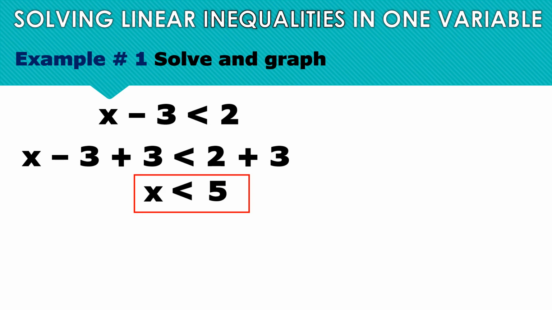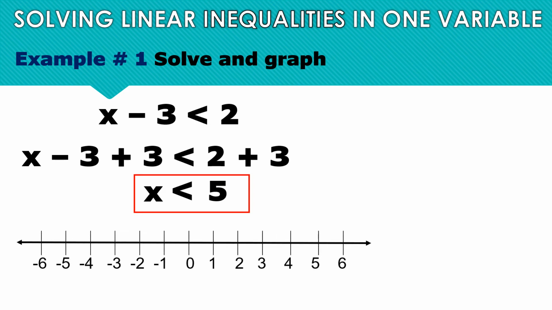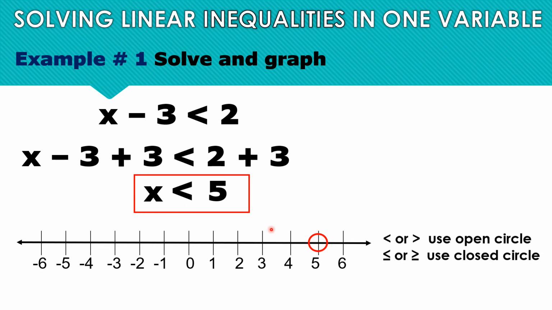To graph this, draw a number line and then draw an open circle at the indicated number. We use an open circle because our symbol is less than. So take note that we use an open circle for is less than or is greater than, while for is less than or equal to and is greater than or equal to, we use the closed circle. The open circle indicates that 5 is not included in the solution set. Then place a heavy arrow or shade it beginning at 5 and extend it to the left.